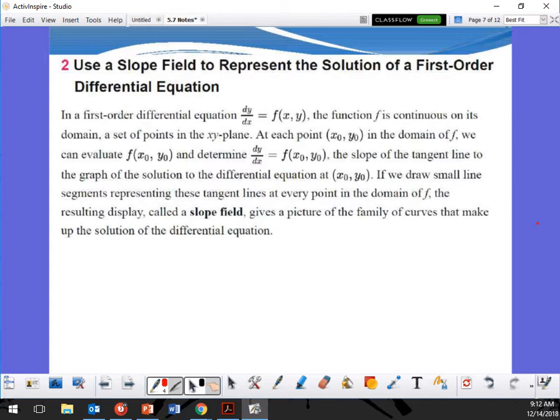Anyway, alright. Okay, listen, you guys. First order differential equation. The function f is continuous on its domain. Continuous on its domain, what does that mean? It doesn't stop. It doesn't have holes or asymptotes. Yes, it has to be continuous. That's what the issue is here.